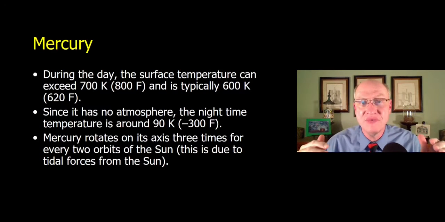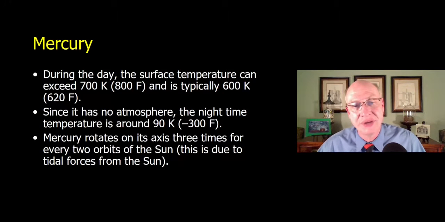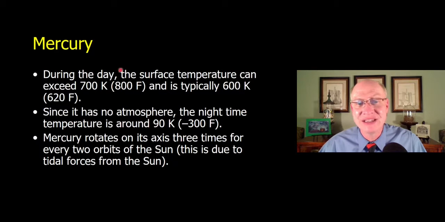Remember, the greenhouse effect traps heat down on the surface. Well, if you have no atmosphere, there's nothing to trap that heat, and the surface radiates all its heat away. So it gets quite cold at night. But of course, with the bright sun shining on it, and since Mercury is so close to the sun, it's quite hot during the daytime.